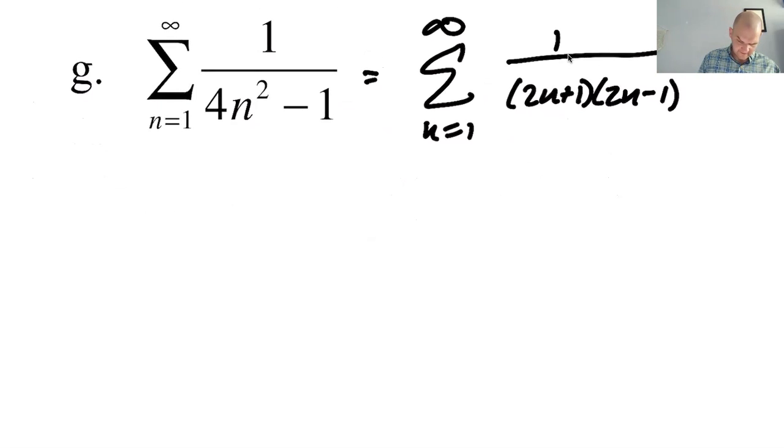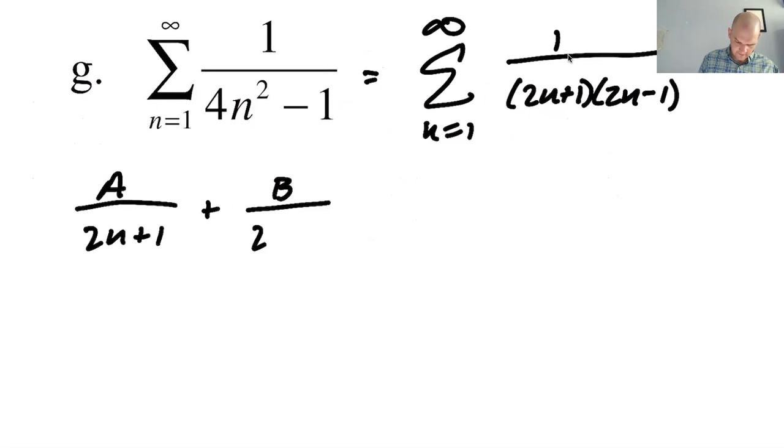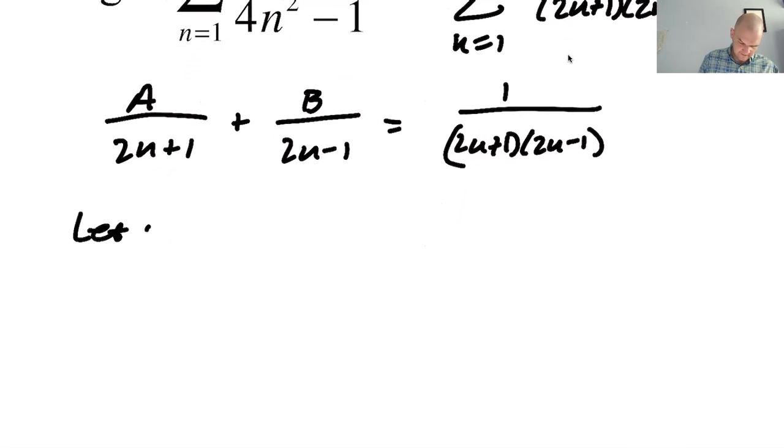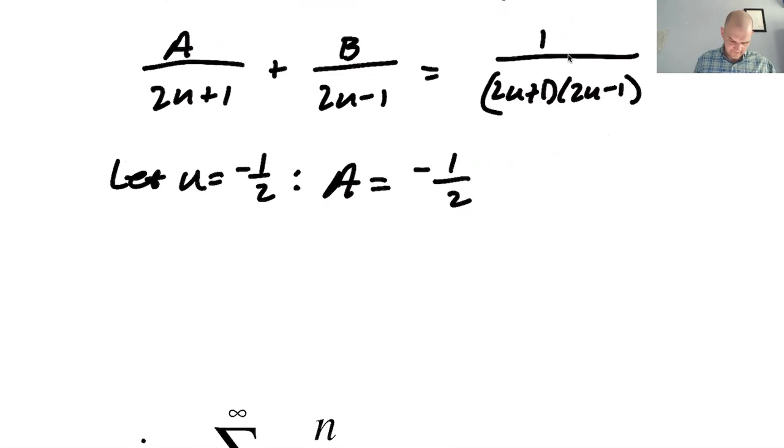So we're going to have A over 2n plus 1 plus B over 2n minus 1 equal to 1 over (2n plus 1)(2n minus 1). If we let n equal negative 1/2, we'll know that A is negative 1/2. Which one am I covering? I'm covering up this one, I get negative 1 over 2. And then if I let n equal positive 1/2, then B is going to be, covering up this one, 1 over 2.